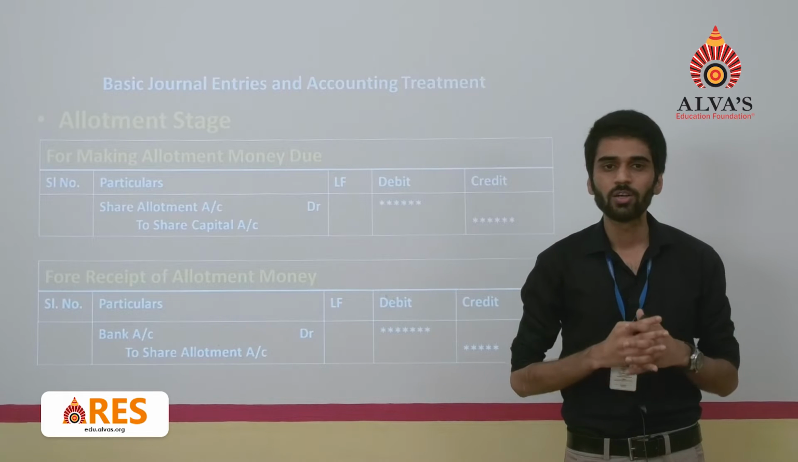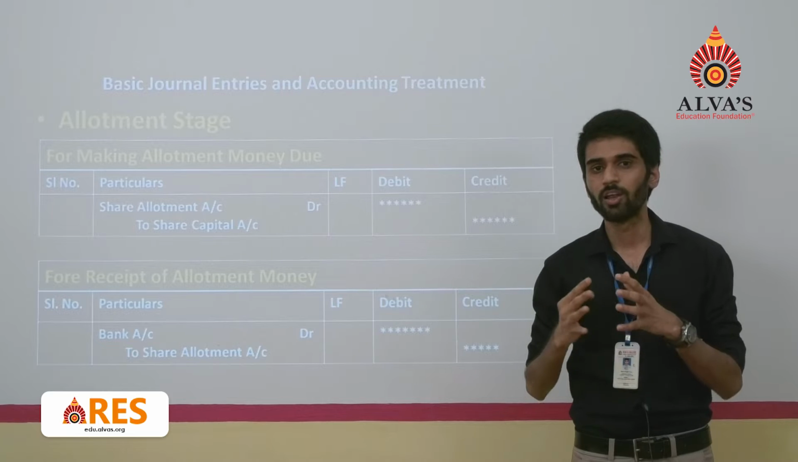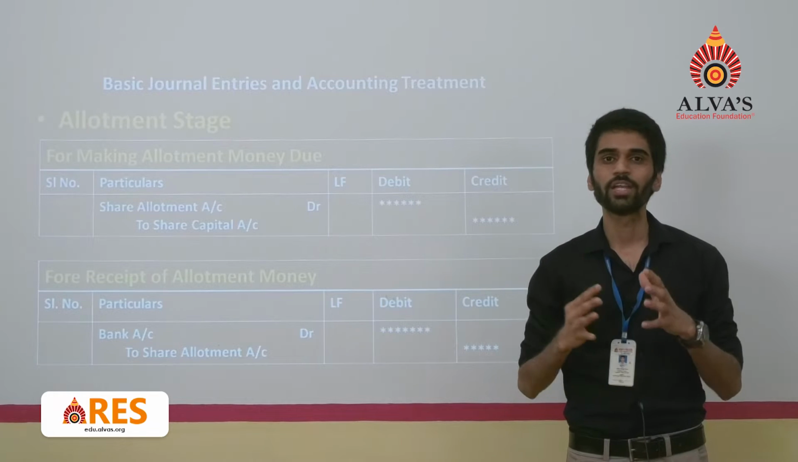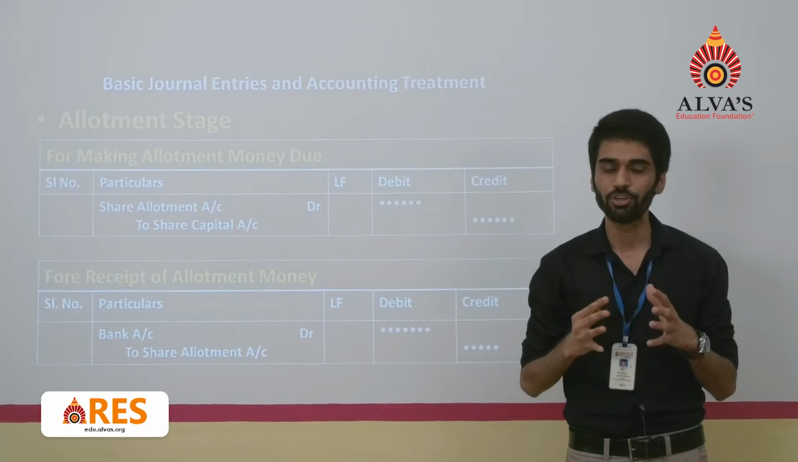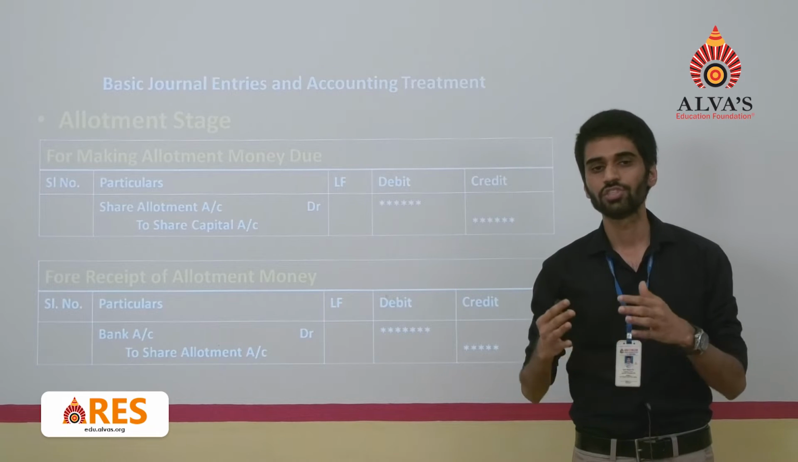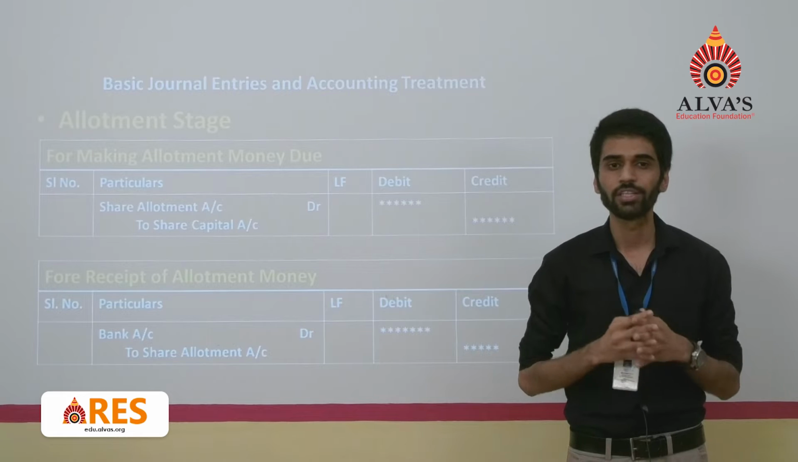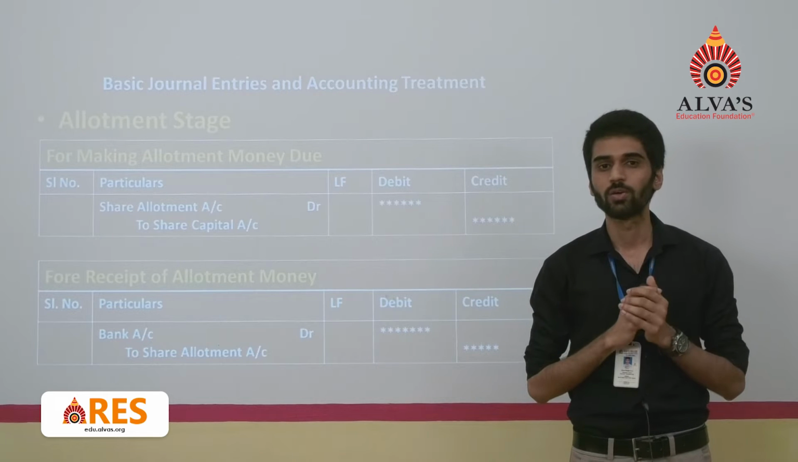Share allotment account, again, is a temporary account that we have passed for the allotment money due. We are going to pass one more entry for collection of the allotment money. Whenever money comes into the organization, debit what comes in, that principle you know. So, bank account debtor to share allotment account.